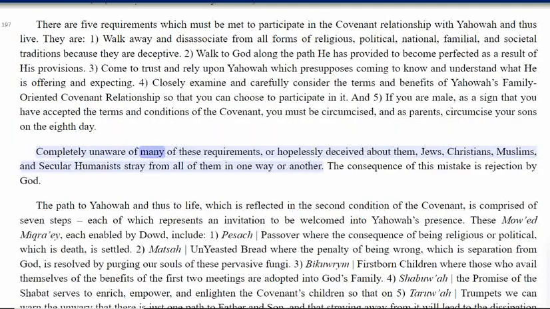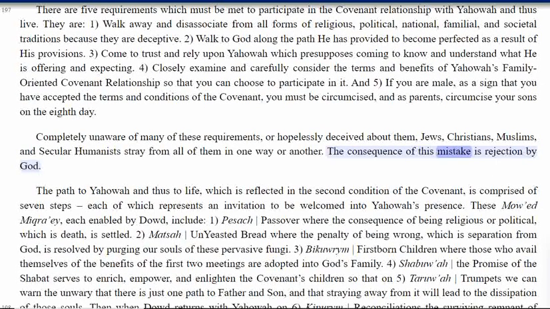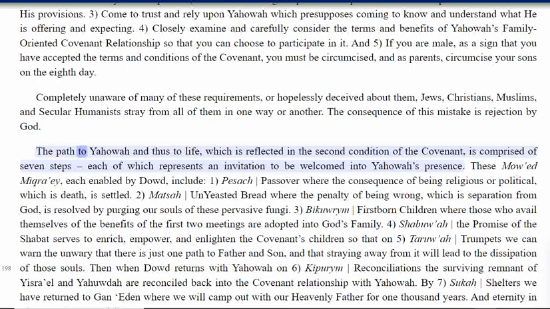Completely unaware of many of these requirements, or hopelessly deceived about them, Jews, Christians, Muslims, and secular humanists stray from all of them in one way or another. The consequence of this mistake is rejection by God. The path to Yahowah, and thus to life, which is reflected in the second condition of the covenant, is comprised of 7 steps, each of which represents an invitation to be welcomed into Yahowah's presence.